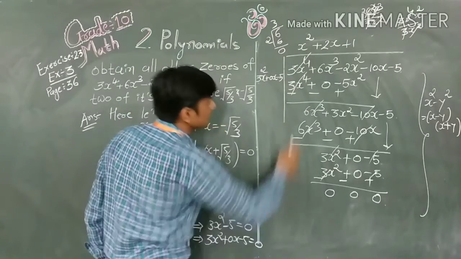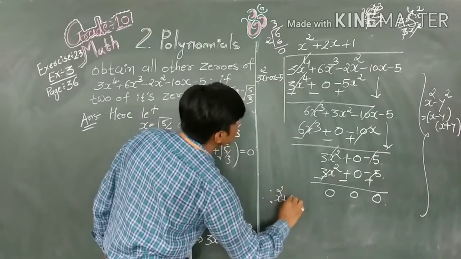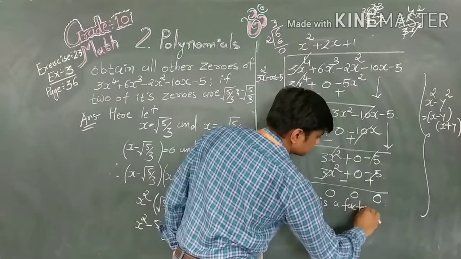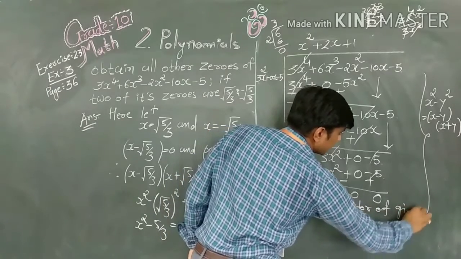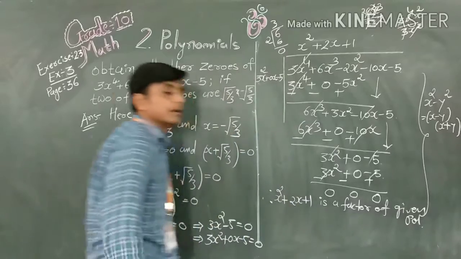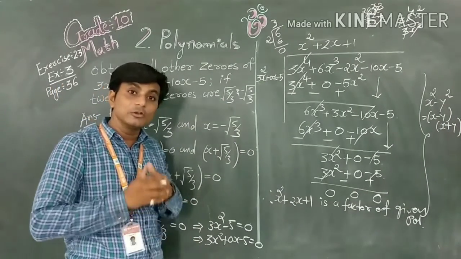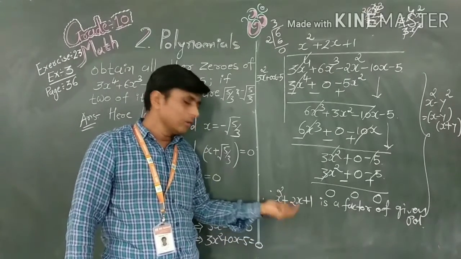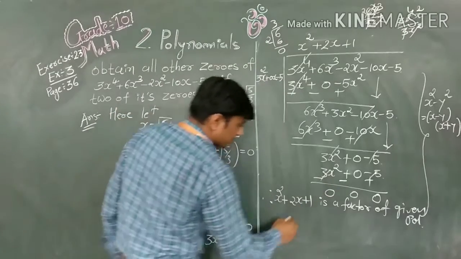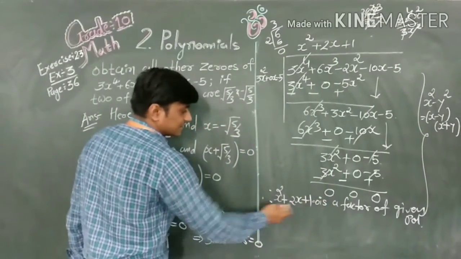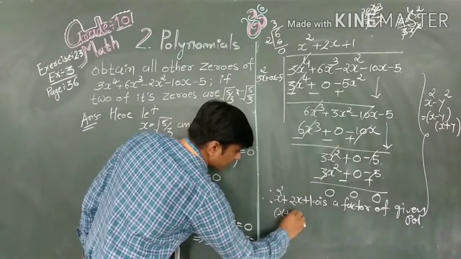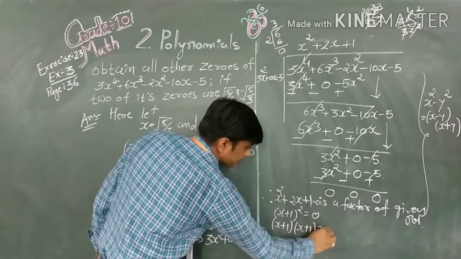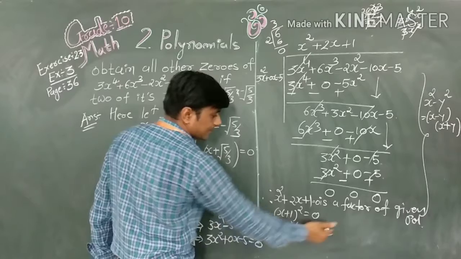Therefore x square plus 2x plus 1 is a factor of the given polynomial. Okay. Now what is our aim? Our aim is to find the value of x. Here if we simplify this polynomial, we get a value of x. This is a factor of the polynomial. Say it is 0. It is clear, it is the whole square of x plus 1. And you can write x plus 1 twice. This bracket 0 or this bracket 0.